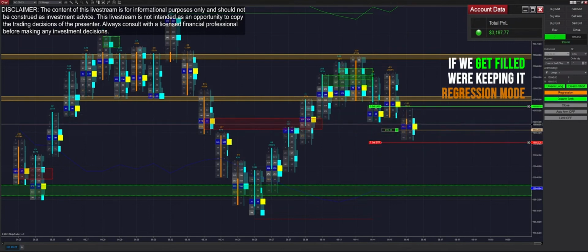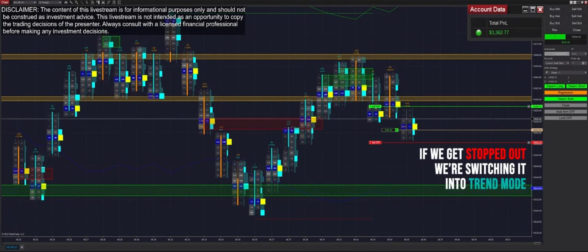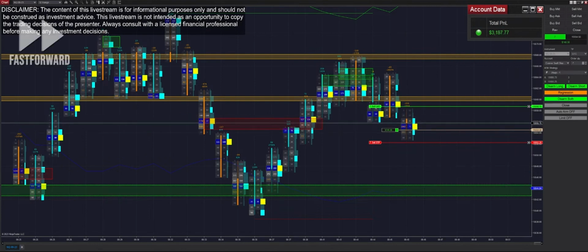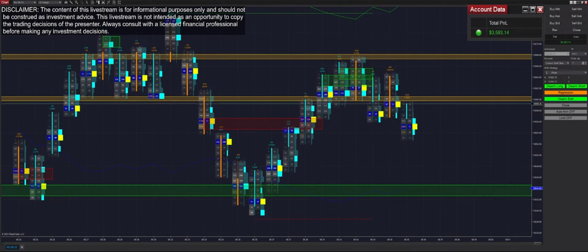If we get filled, we keep it in regression. If we get stopped out, we switch it into trend. Got filled there super quickly. If we don't immediately re-enter this range, we'll switch it into trend, but you have to give it some cook-off time.